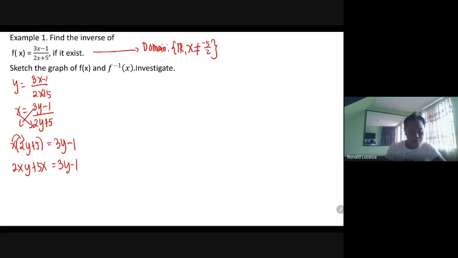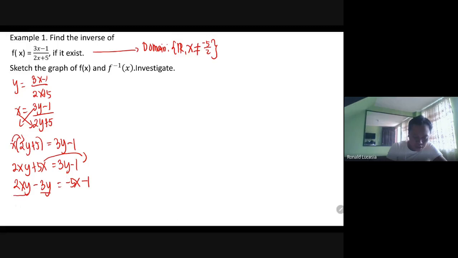3y minus 1. Lahat ng y ilagay natin doon sa left side. This will be 2xy minus 3y. Ito naman ang ilipat niya. Huwag mo siyang kakalimutan. It's negative 5x minus 1. Dito kayo nagkamali sa paglilipat. Okay? So, we have to solve for y.